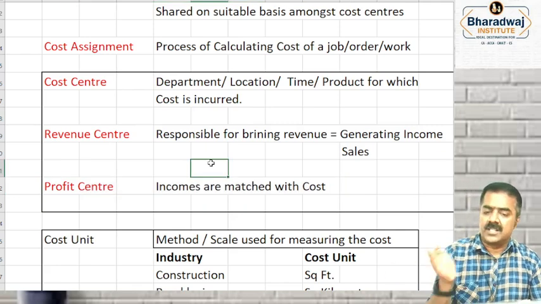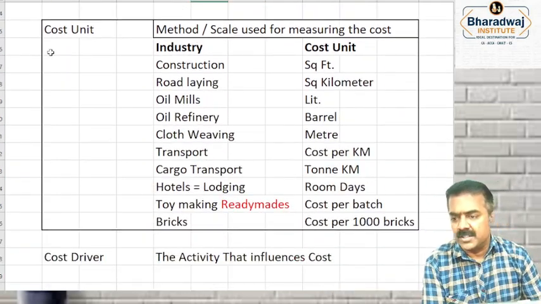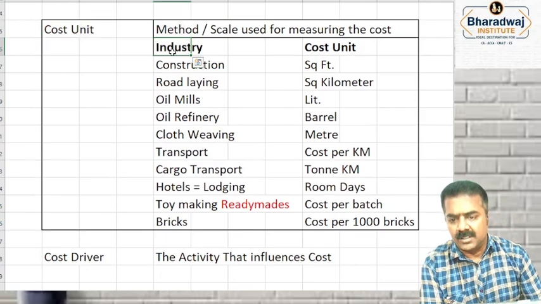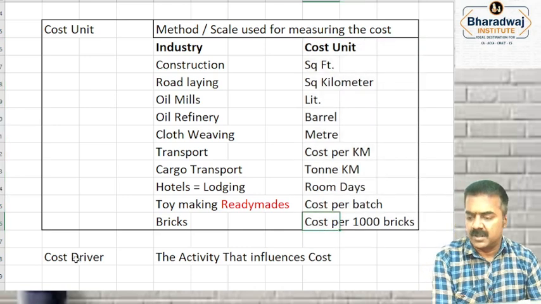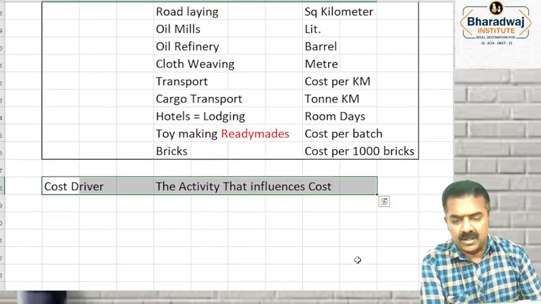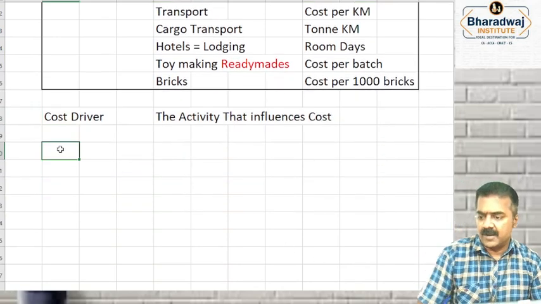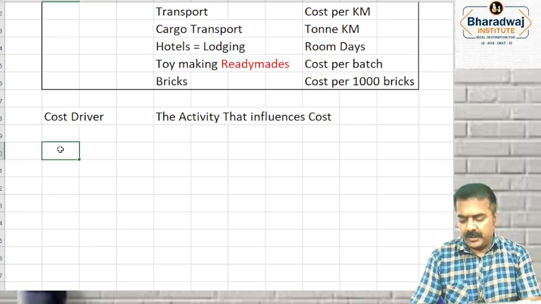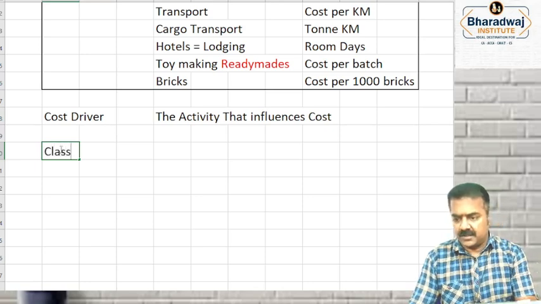What is profit center? Where both incomes as well as expenses will be there, you will match it. What is cost unit? The method or scale that is used for measuring the cost, we call it cost unit. What is cost driver? The activity that influences cost, we call it cost driver. Next, we are going to go with classification of cost.